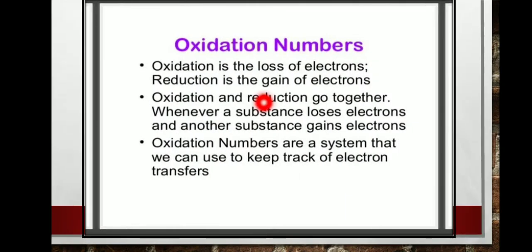What is the oxidation number? Oxidation is the loss of electrons. Reduction is the gain of electrons. Important point. Oxidation is the loss of electrons. Reduction is the gain of electrons. Oxidation and reduction go together, whenever a substance loses electrons and another substance gains electrons. Oxidation numbers are a system that we can use to keep track of electron transfer.